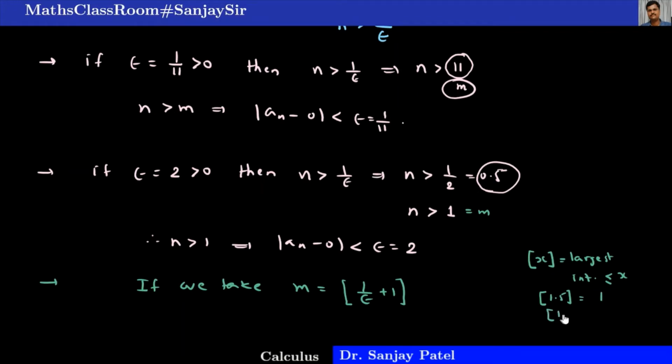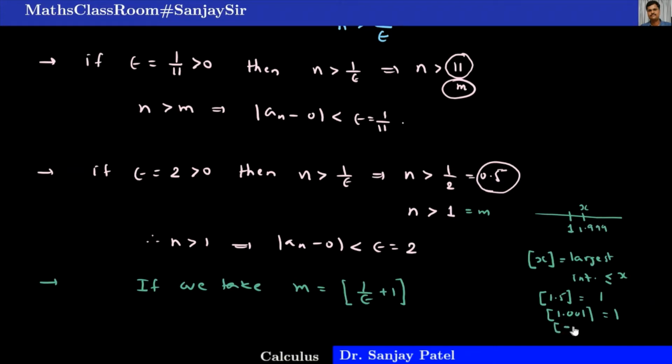If you take 1.001, then again the value is 1. So on the number line, whatever number you choose, say if I take 1.999, the largest integer which is not greater than this real number x is always on the left hand side. So we have to choose the nearest integer on the left hand side of the number x, and that will be the largest integer not greater than the number x.